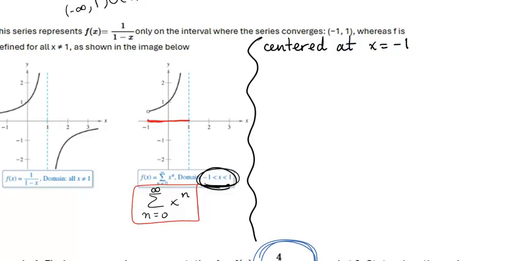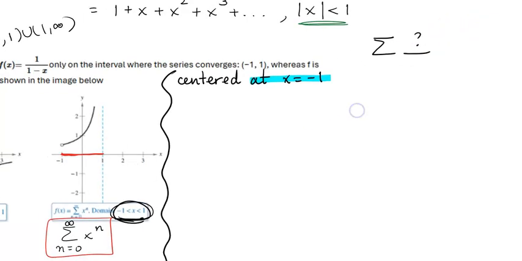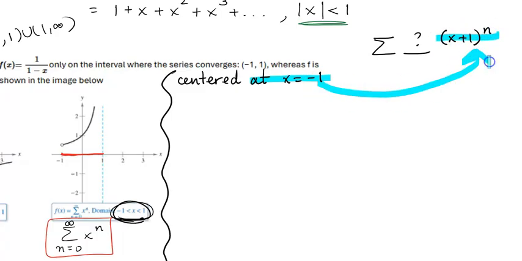Now first, let's think about what it means to center a power series at x is equal to -1. That means that when we're finished writing that representation for that power series, there may be some coefficient here for the a sub n, but I definitely want to see an x plus 1 to the n inside of that power series. That's what it means for it to be centered at x is equal to -1, because it's x minus -1 raised to the nth power.